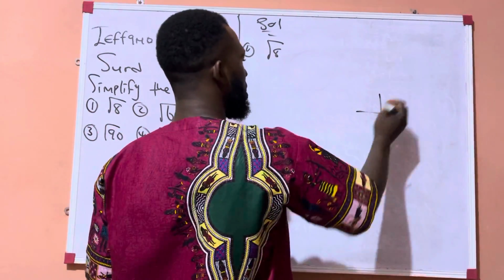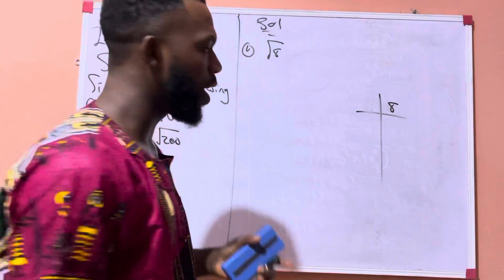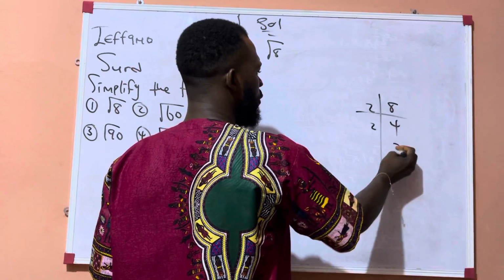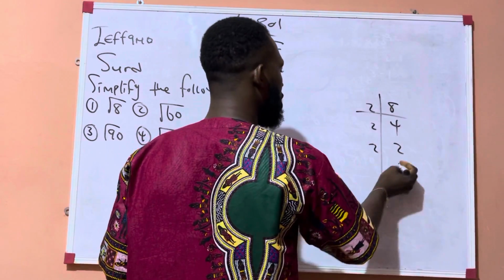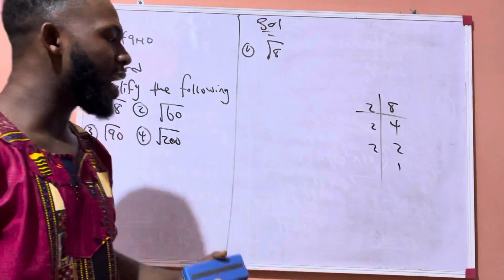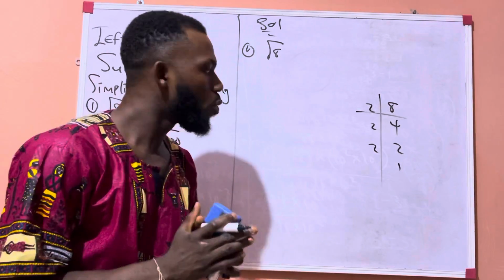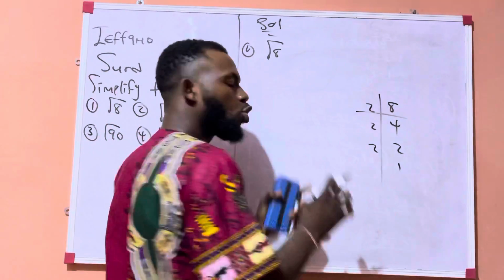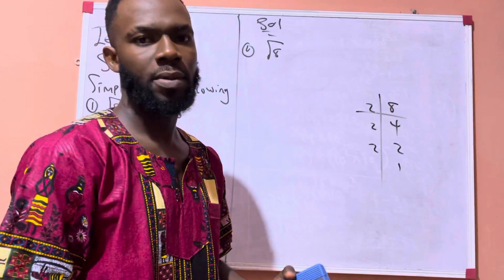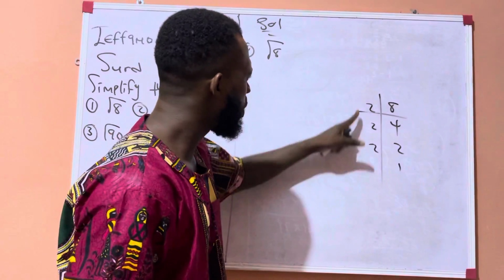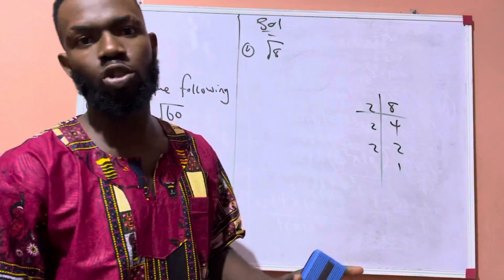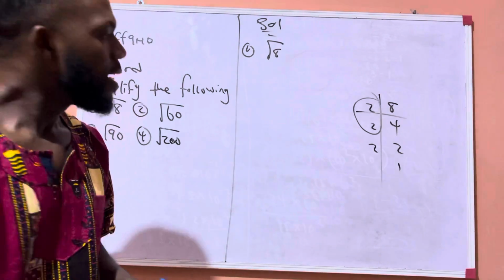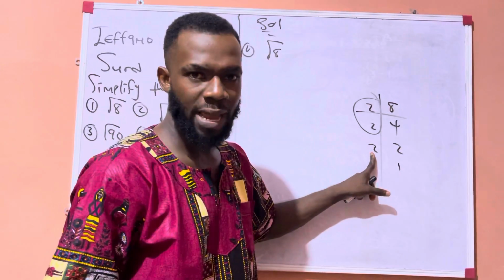Now this is 8. The lowest number that goes into 8 is 2. 2 into 8 gives us 4, 2 into 4 gives us 2, and 2 into 2 gives us 1. Now these are the LCMs of 8. What do you do next when you are done with the LCM? You group 2 numbers that are the same. You will notice that in this question we have 3 numbers that are the same, which is 2, but you group just 2 of them. Now I am left with just 1 number here, which is 2.